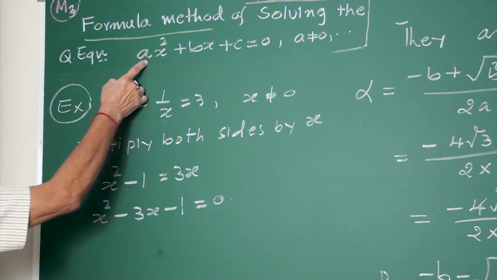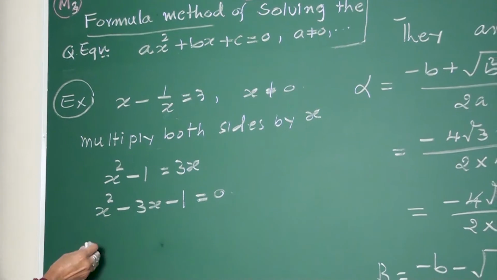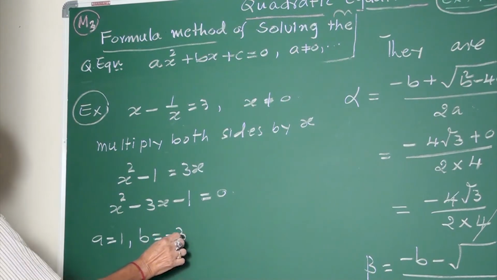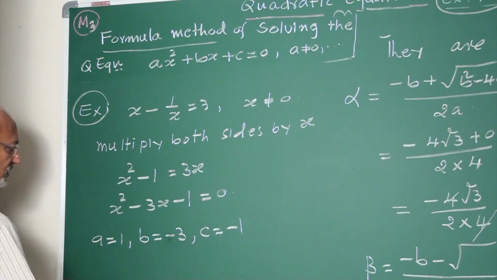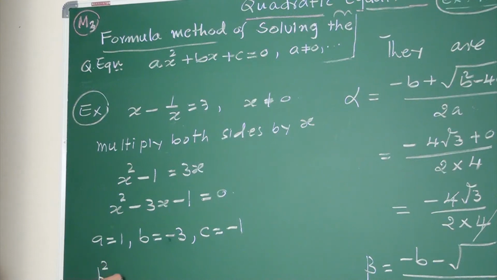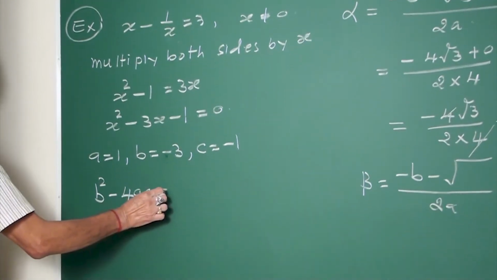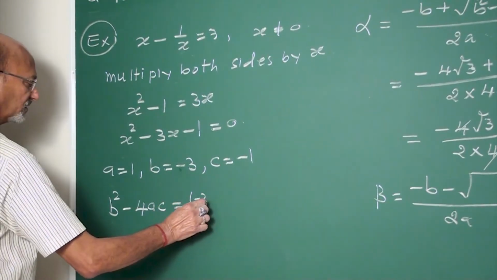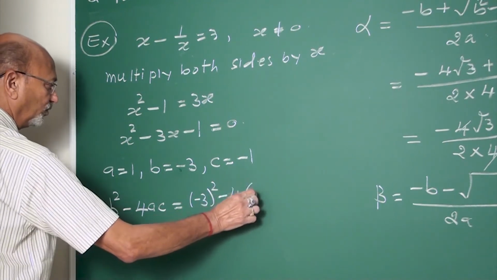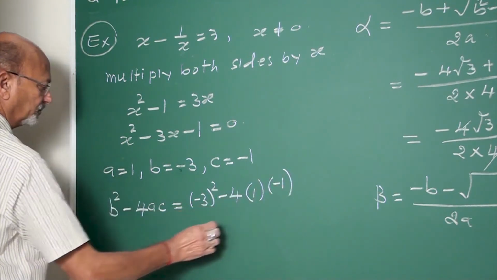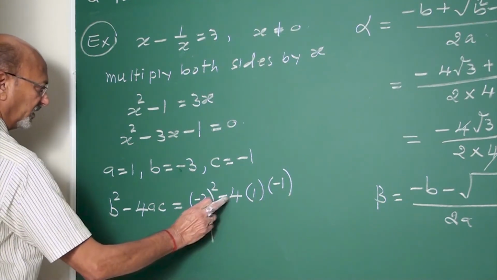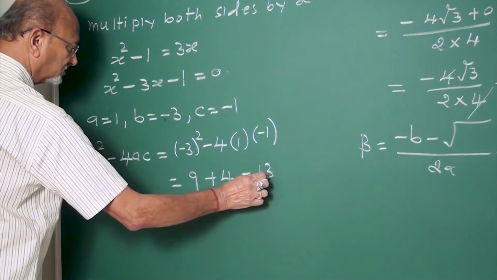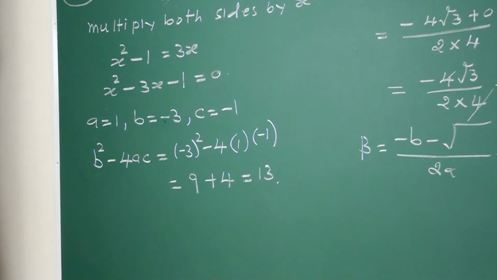Comparing this with ax square plus bx plus c equal to 0. What is the value of a? 1. What is b? Minus 3. What is c? Minus 1. First you have to find that expression b square minus 4ac that decides the nature of the roots. b square, minus 3 the whole square, minus 4 into a into c, which is minus 1. Friend, 9, minus with minus is plus, 4 into 1, equal to 13.